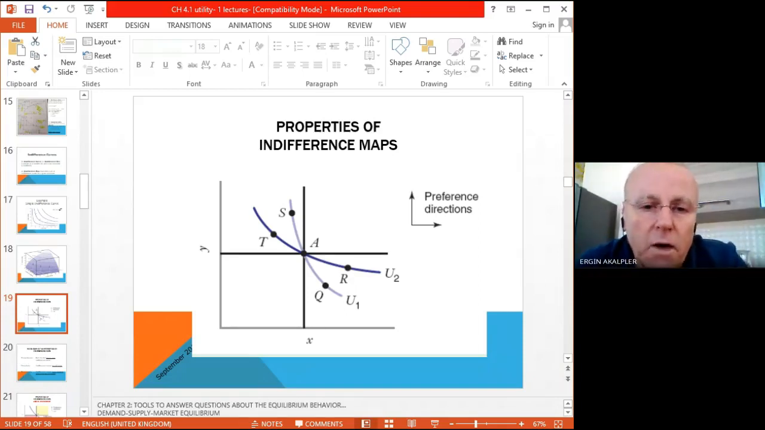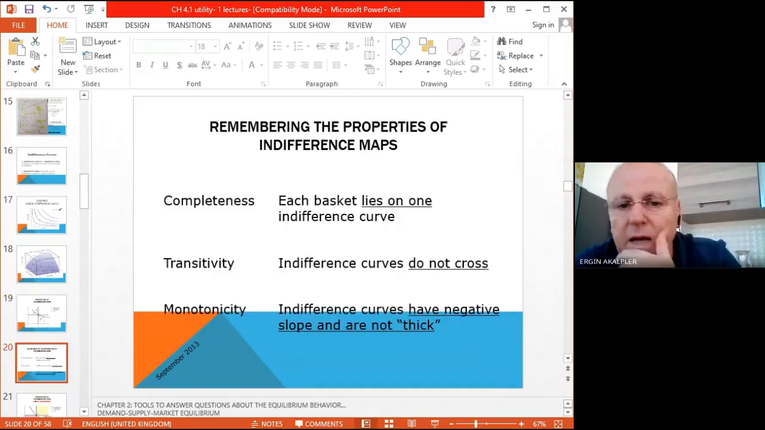Of course, when we are refreshing and remembering the properties of the indifference curve, as I said to you, there is completeness: all the baskets of combinations lie on one indifference curve; transitivity: indifference curves do not cross each other, as I mentioned in the former graphic; and monotonicity: indifference curves have a negative slope, and of course are not thick, they cannot be thick anymore.